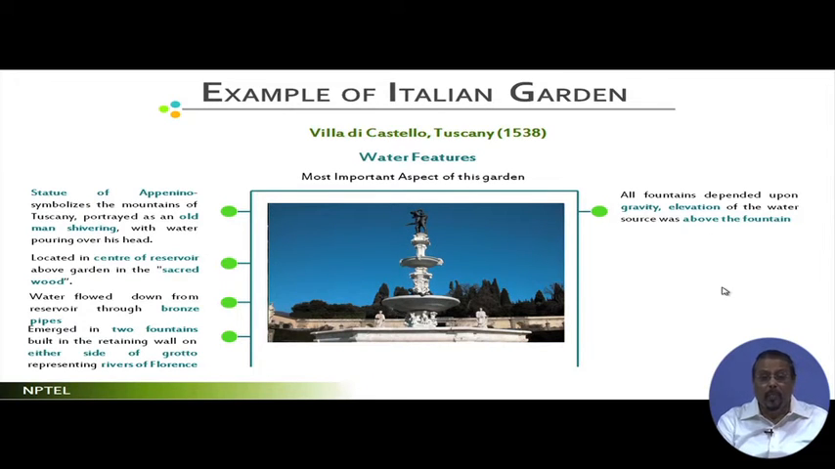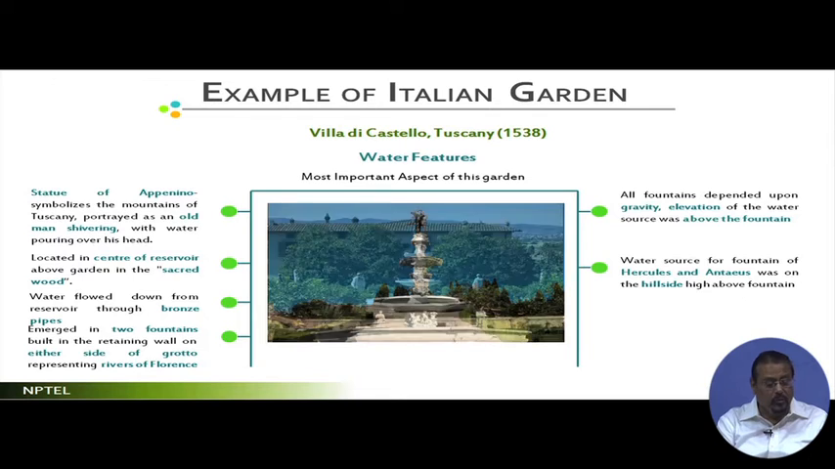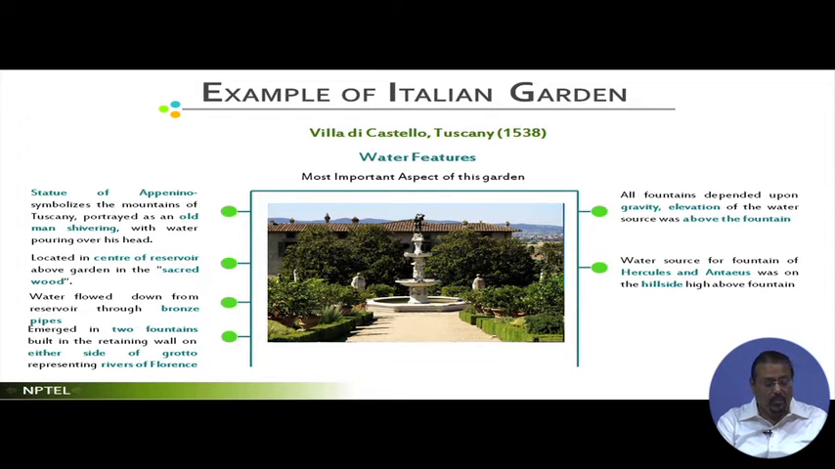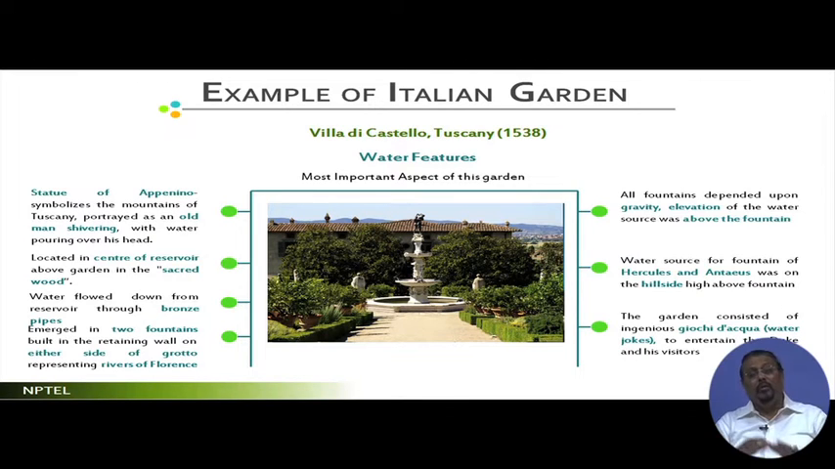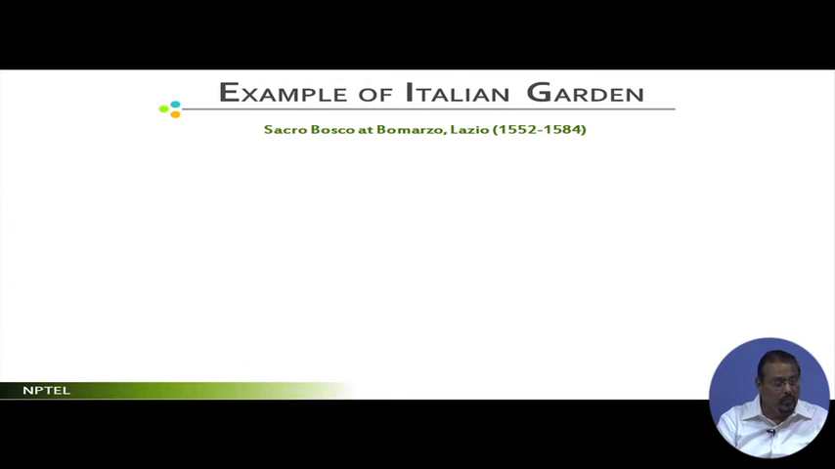So the fountains worked on gravity. So the water was taken to different levels. So I am just showing you one by one these examples. Just to highlight the water feature here, essentially, this slide has been created for you. But the idea is that at different parts of that particular garden, they have created different kinds of fountains, different levels of fountains at different heights. And the water flowed from one to another to another to another. That is how it has been designed.